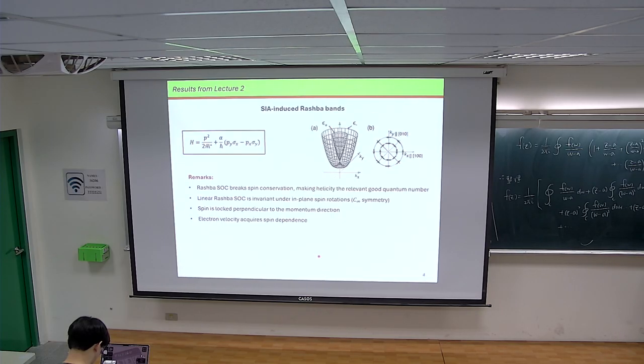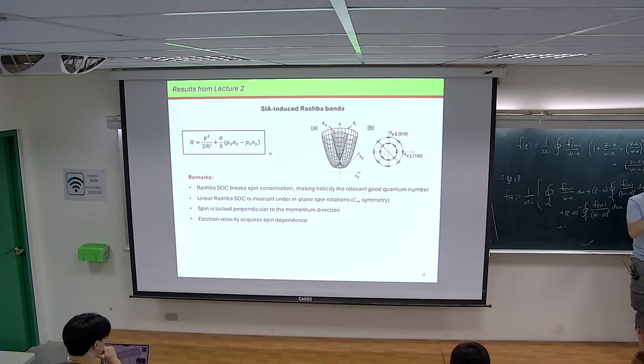So we also look at the bands. This structure inversion asymmetry induced Rashba band, essentially the dispersion corresponding to this Hamiltonian. Remember, if we have spin degeneracy, we have two parabolas, one on top of each other. If I have an exchange field, the parabolas are shifted vertically. If we have spin orbit coupling like Rashba, the parabolas are shifted horizontally.